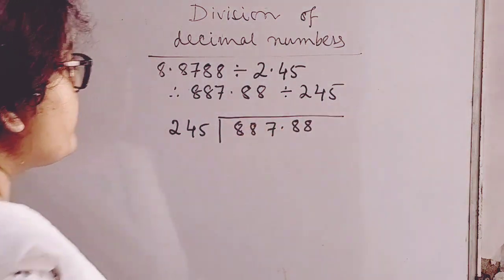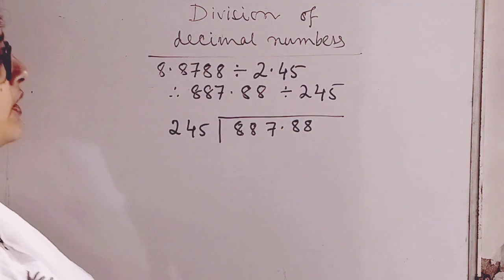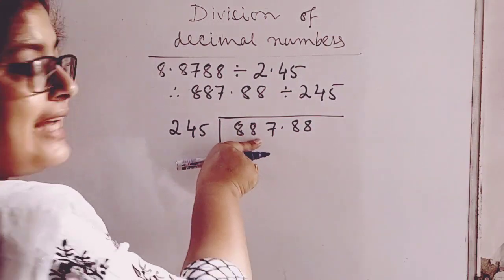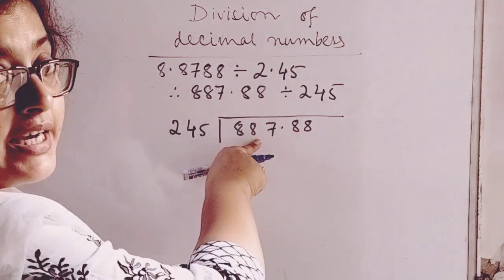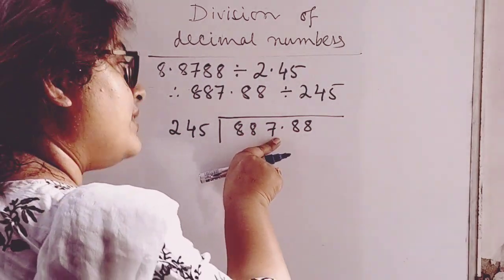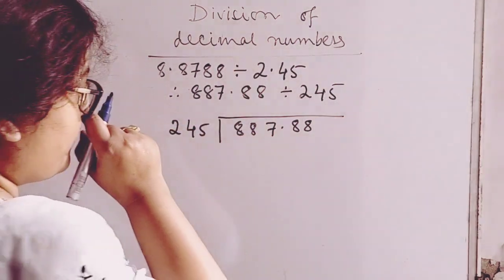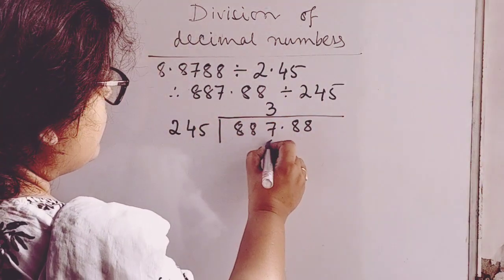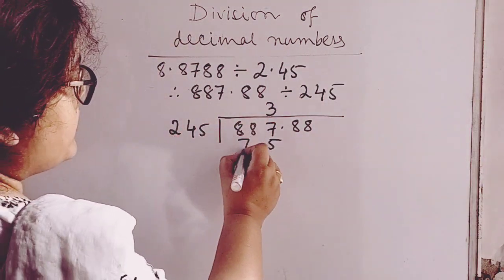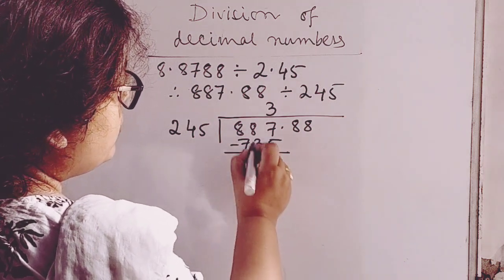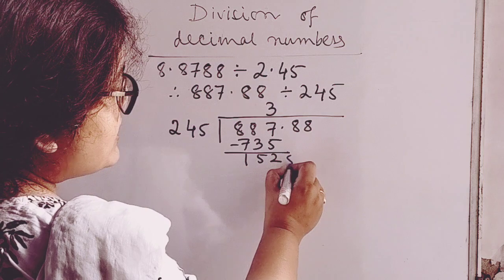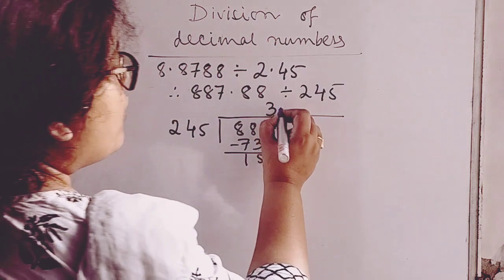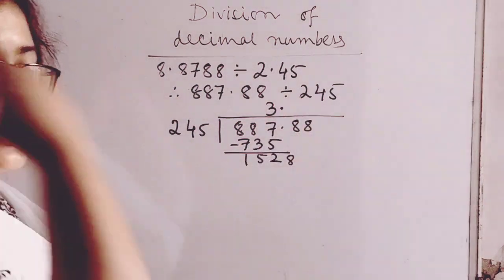So now this 245 will divide 887.88. How many times will 245 go? Look, considering 8, it will not be divisible. 88 will also not be divisible. If it is 887, then 245 will go in it. For how many times? For 3 times, I think. 5, 1 is there, 7, 3, 5. So 2, 5, 1. Now this 8 will come down, but make sure we get this 8 after the decimal, so obviously in the quotient you must write the decimal.